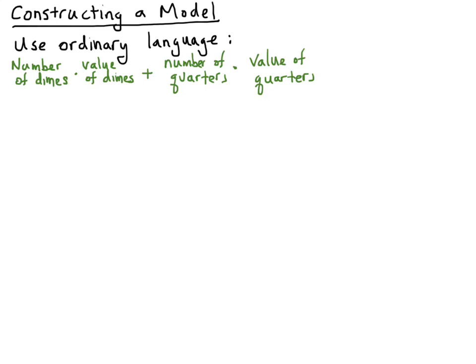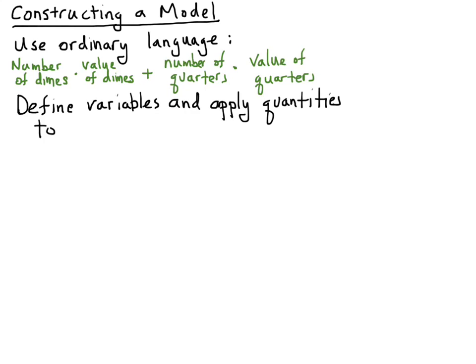Well, my model for that is I take the number of dimes, multiply it by the value of the dimes, the number of quarters, and multiply it by the value of those, and add those two together. So this is the model. Now, I haven't defined much other than just said in words what the way of calculating this is. So I'm going to go through and I define my variables and I apply my quantities.